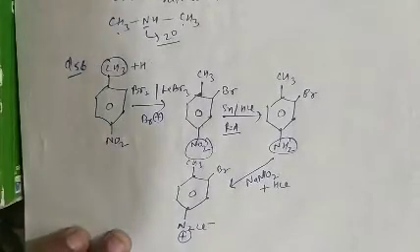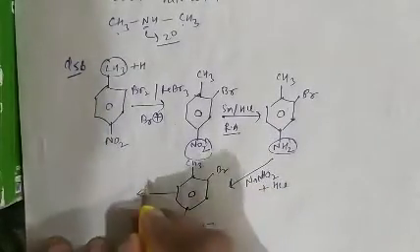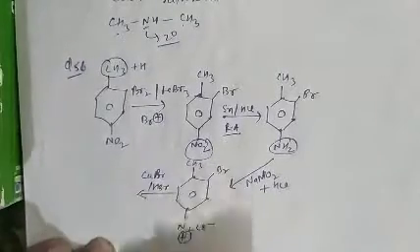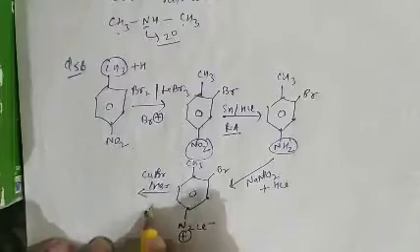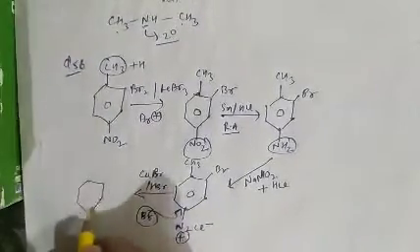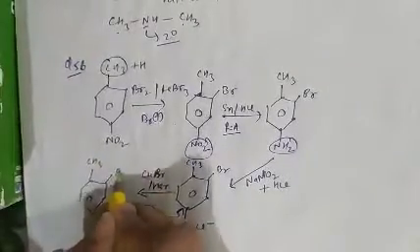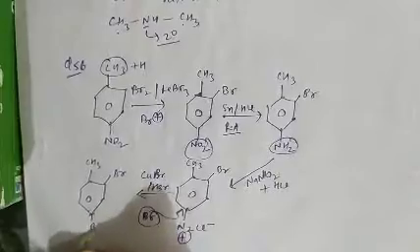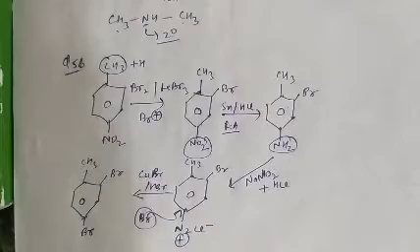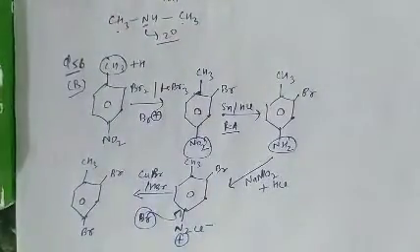After that, the Sandmeyer reaction takes place. Copper bromide is added in presence of HBr, so Br will attack in place of N2Cl. The product formed will be CH3 with Br, and Br at this position. So question number 56, option B is correct. See question number 57.